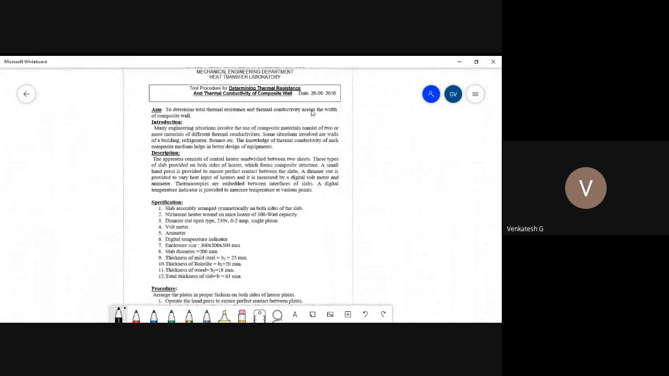So here we are going to see how to calculate the thermal conductivity of a composite wall. First of all, see the specifications. Here we have the dimmerstat 230 volts, as well as an ammeter, voltmeter, and the enclosure. The dimensions of the enclosure are 300 by 300 by 300 mm and the slab diameter is 200 mm. The thickness of mild steel is 25 mm, bakelite 20 mm, and wood 18 mm. So the total thickness is 25 plus 20 plus 18, together 63 mm. These are the specifications of the composite wall.